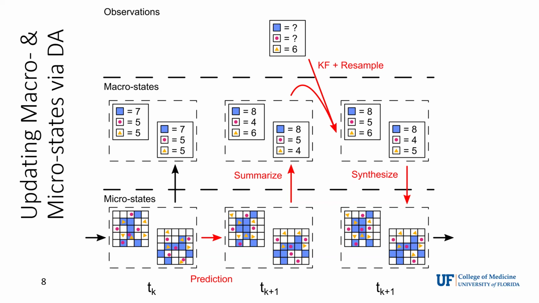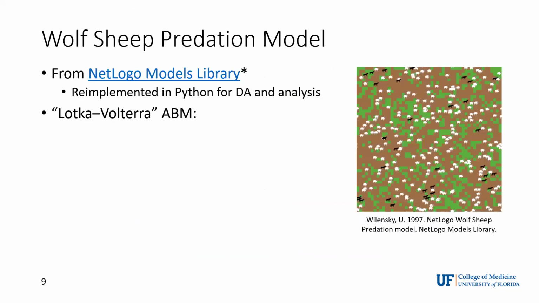But just to give you an idea for how this essentially functions, I'll start off with a very simple wolf sheep predation model. And so this is the model in essence here. This comes from the NetLogo models library, but Adam re-implemented this in Python so that we could actually do any kind of analysis. And it's a Lotka-Volterra model. And so what I mean by that is we've got these 3 different agents. We've got wolves, we've got sheep, we've got grass.